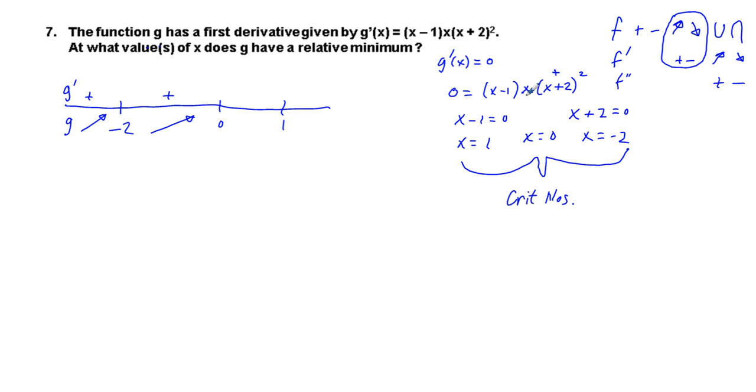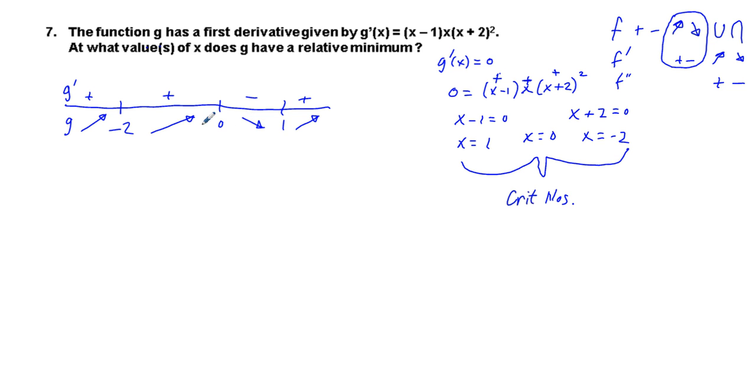And to the right of 0, the sign would change here to be negative. Actually to the right, this would be positive, and this would be negative. So we have negative times positive, negative, which means decreasing. And then to the right of 1, we would be positive all across the board.